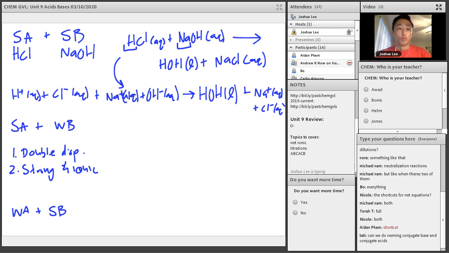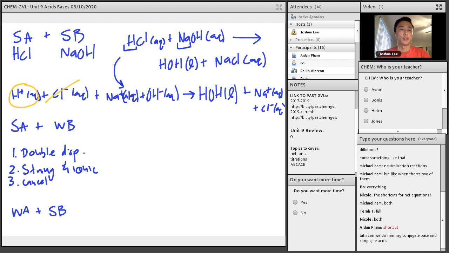So now step 3 would be to cancel things out. We have an H plus, but no H plus on the product side. We have a Cl minus, and we have a Cl minus here. We have an Na plus, and we have an Na plus here, and that's it. So my overall answer would be H plus aqueous plus OH minus aqueous forms water.